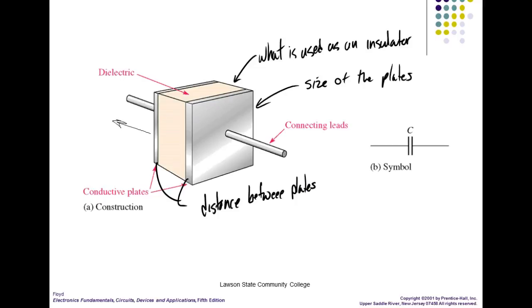You understand? So if I make the plates bigger, if I make the dielectric a certain material, if I get the plates closer together, the closer they are together, the more they're going to interact with each other, the more we can pass through them than when they're further apart. And of course, they're rated in at least two things. They're rated in farads. And what's the other thing? Volts.